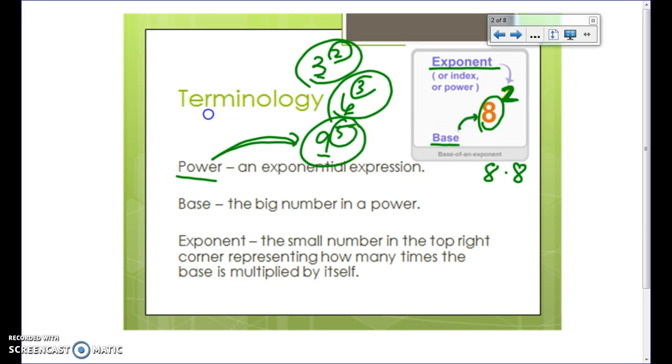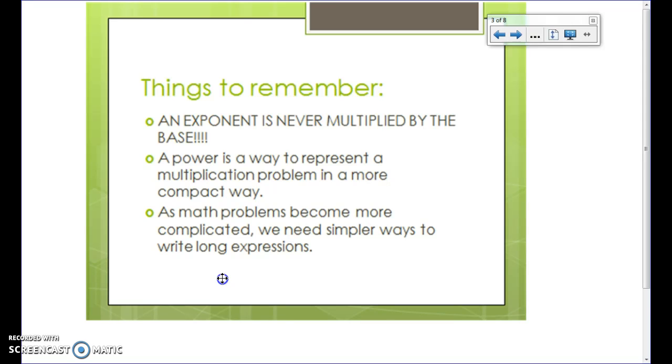All right, now that we've identified exponents and bases, let's take a look at another problem. A few things to remember on exponents. An exponent is never multiplied by the base. So, for instance, if I had 3 to the second power, it does not equal 6. It would equal 3 times 3, which is 9.